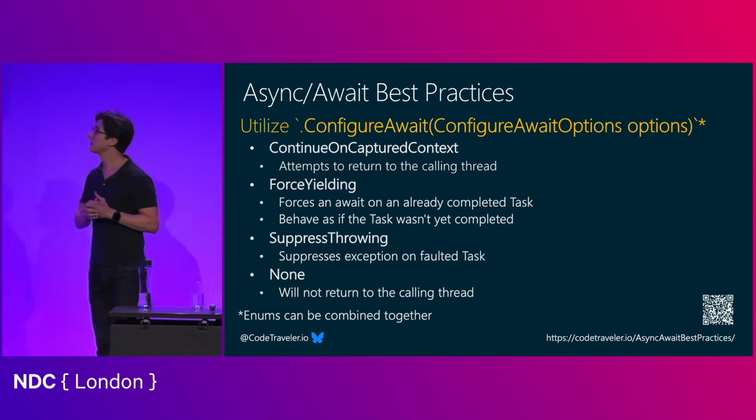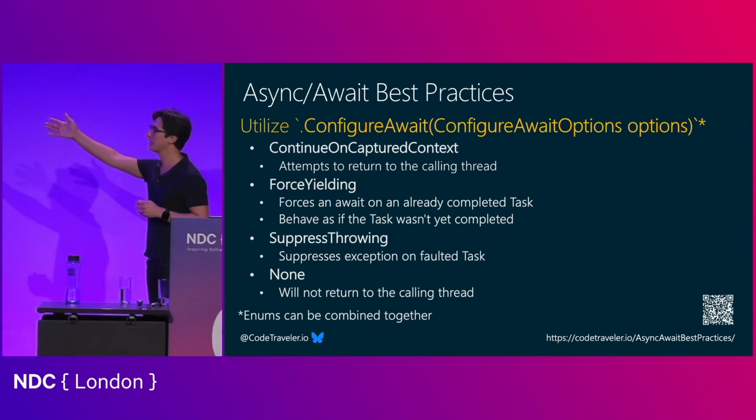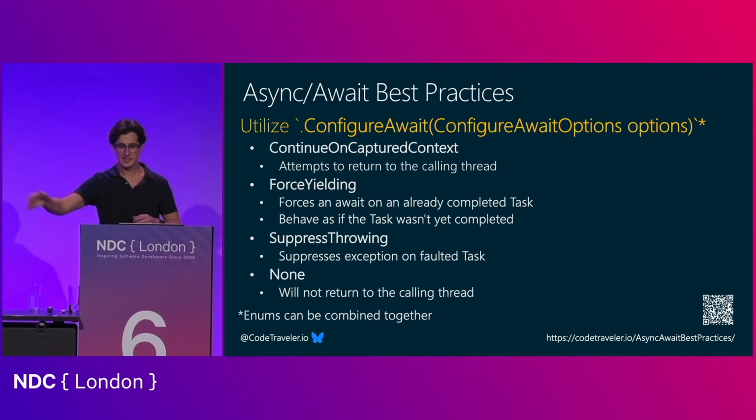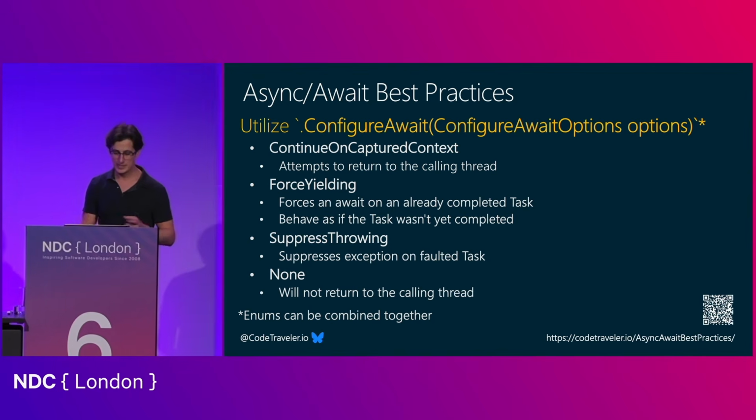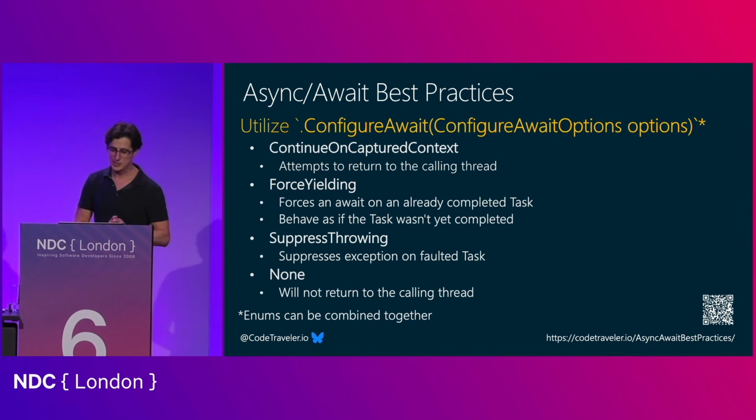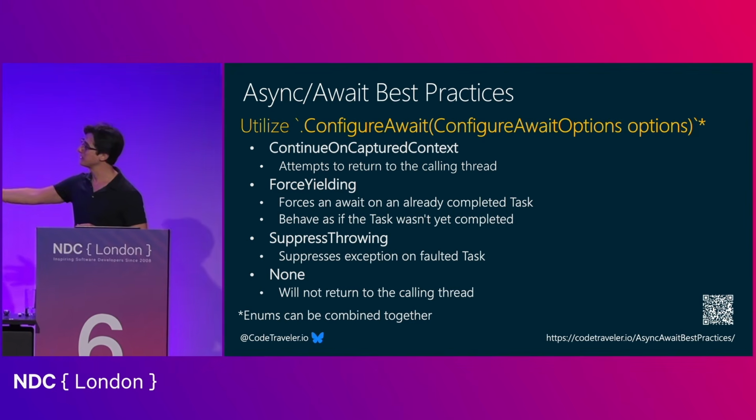Configure await options. So there's continue on captured context, force yielding, suppress throwing, and none. They're flags, they're enums. You can chain them together. I don't recommend using suppress throwing, but if you need to force a yield, use that.